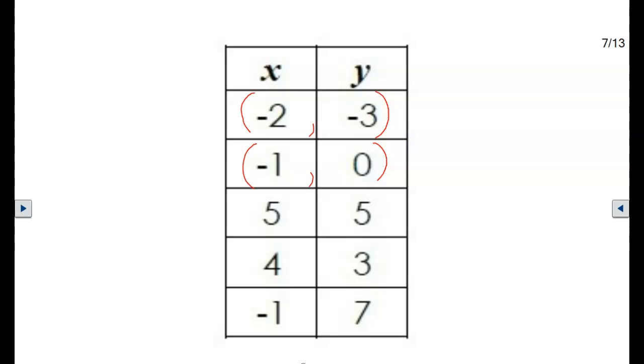Negative 1 connects with 0. This would be an ordered pair. 5 connects with 5. This would be an ordered pair. 4 connects with 3. And this would be an ordered pair. Negative 1 connects with 7. It's just written in a different way.